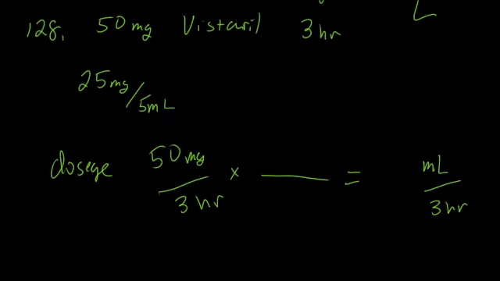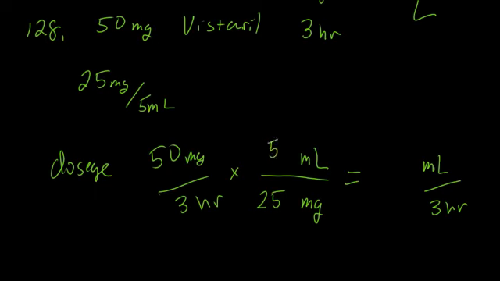So hours need to stay. Milligrams we're going to need to get rid of. If we put milligrams on top here, it's going to be milligrams squared. So we need something with milligrams there on the bottom, and we need milliliters on top here. All right, so now we look at our suspension, 25 milligrams for every 5 milliliters.